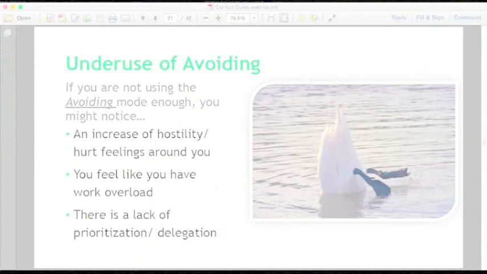So if you're underusing avoiding, are you hurting people's feelings? In certain situations, it may be okay to avoid so that you don't hurt people's feelings. So if you're stirring up hostilities and hurting people's feelings, you might not be using avoiding at the right times. And are you feeling overwhelmed by issues? If you're trying to take on everything and solve all conflicts and all issues, you're going to feel overwhelmed. You need to decide which are the ones that are important, which ones can I put off, which ones can I wait till later. And that's when you would use avoiding.